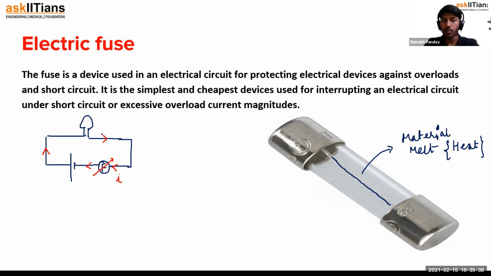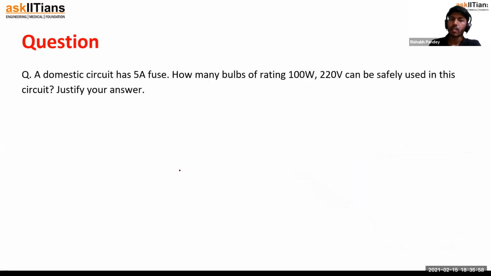Are you getting this? You must have seen electric fuses in our house. We have MCB nowadays, although MCB has now been introduced, but still fuses are there, right? You must have seen those white colored boards like this. So they are basically the fuses, and this is what they do. Am I clear? Now, if you look at this, a domestic circuit has a 5 ampere fuse, right?